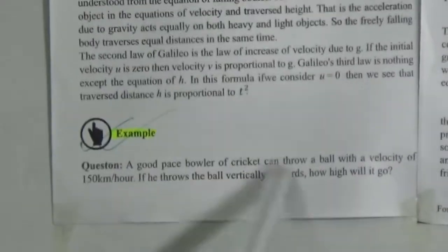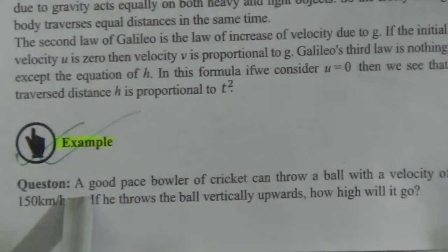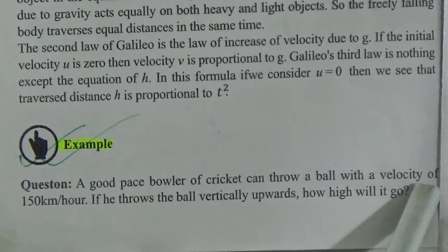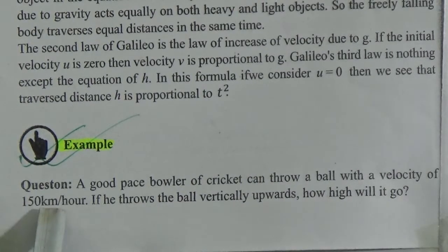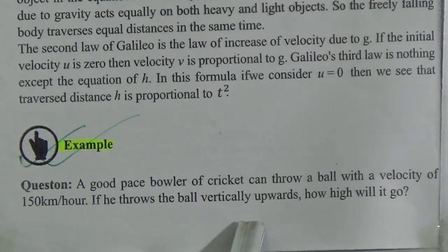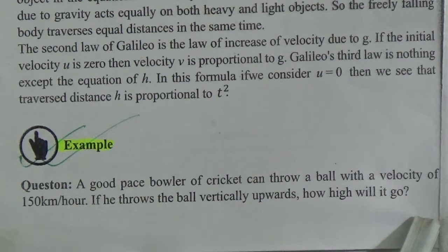Now we go to the example. This is a math problem. A good pace bowler of cricket can throw a ball with a velocity of 150 km per hour. If he throws the ball vertically upward, how high will it go? Now go to the answer.